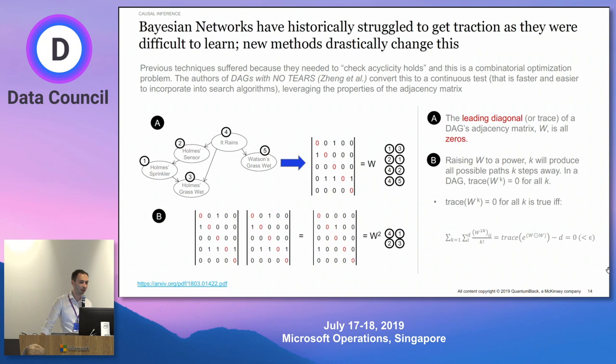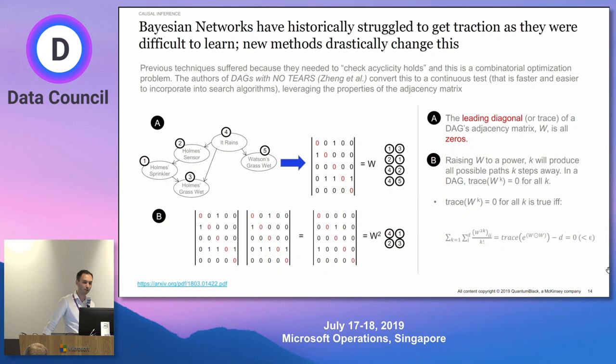So if you think of a way of describing these edges between the nodes, think of it as a matrix. This is known as an adjacency matrix. The big difficulty in the structure learning algorithms for a BN was checking that there were no cycles. Which is quite a simple thing, right? Acyclicity, except that this was stopping people from using continuous optimization algorithms.